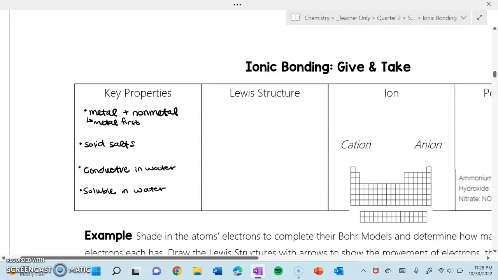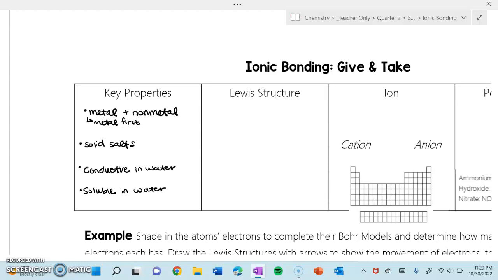There's our key properties. The main one being that it's made of a metal and a nonmetal. So if you're ever looking at a compound trying to decide if it's ionic or not, just look at your periodic table and go back to the distinction of metal and nonmetal. All of the metals are on the left, except for hydrogen, and the nonmetals are on the right. If you have one on each side, it's an ionic compound.